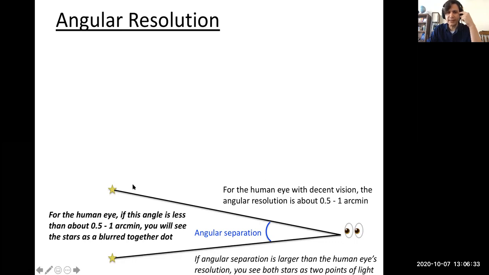So if I'm looking at these stars and their angular separation is larger than 1 arc minute, so this angle is bigger than the angular resolution of my eye, I can be like, hey, I see Mizar and Alcor. I see you as two distinct stars. However, if this angular separation is smaller than the angular resolution of my eye, so smaller than 1 arc minute, say a tenth of an arc minute, then my eyes cannot distinguish these as distinct points of light, and these two stars get blurred together into a single blob of light in the sky.